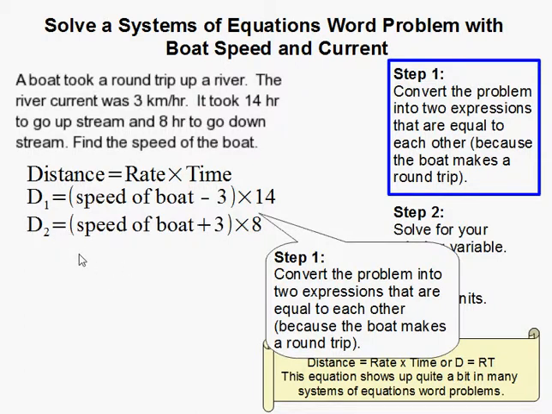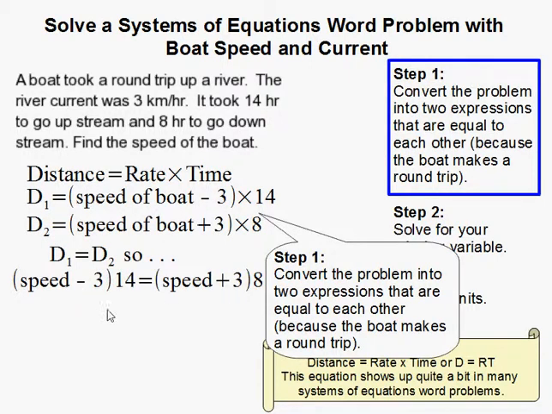Now, the second distance is the speed of the boat plus 3. So this rate right here is plus 3 because it's going with the current. And you multiply times 8 because that's the time it took. Now remember, like I said before, the distance 1 is equal to distance 2 because it was a round trip. So this can be equal to this.